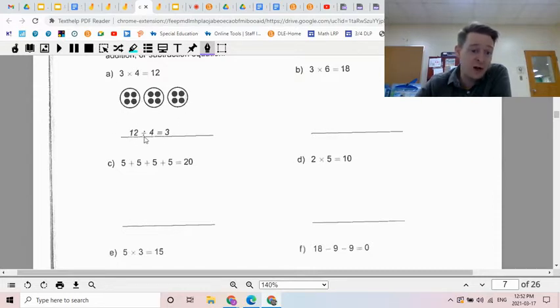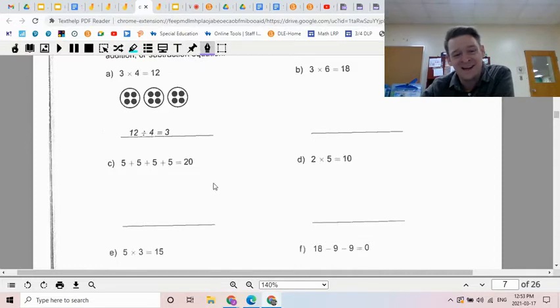Well, if I divided 12 by 4, I would end up with 3. Could also say if I divided 12 by 3, I'd end up with 4. So if I divided 12 into 3 groups, there'd be 4 in each group. Or if I divided 12 into groups of 4, there'd be 3 groups of 4. Those are kind of the 2 different ways you can think about a division question.